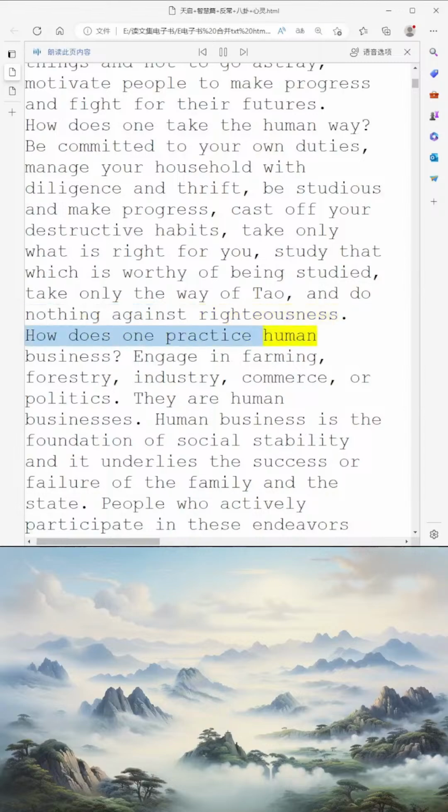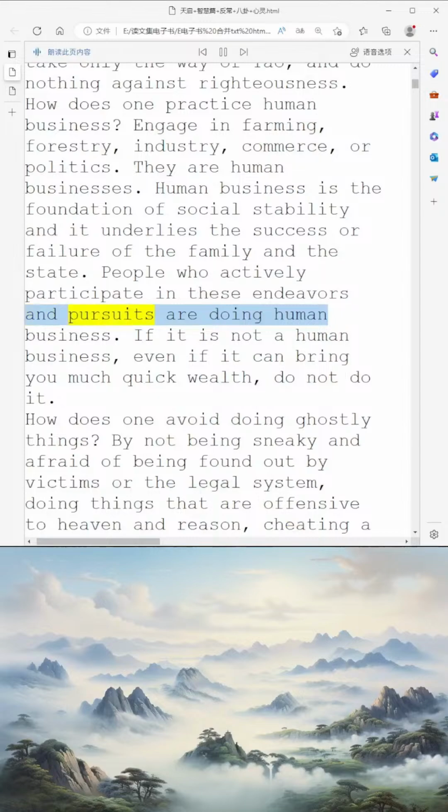How does one practice human business? Engage in farming, forestry, industry, commerce, or politics. They are human businesses. Human business is the foundation of social stability, and it underlies the success or failure of the family and the state. People who actively participate in these endeavors and pursuits are doing human business. If it is not a human business, even if it can bring you much quick wealth, do not do it.